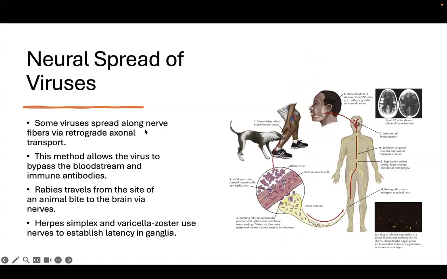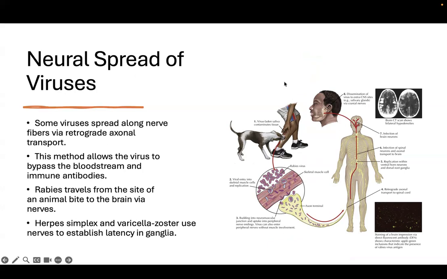You have other infections that are systemic as well, but in some way they do not use the blood. They use something different, which to me is very smart. An example for this is herpes or also rabies. So let's use this example over here.